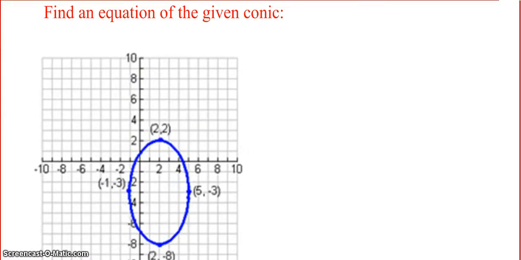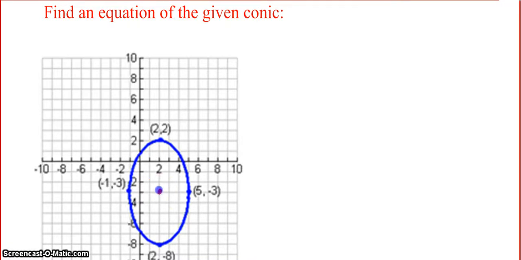Okay, what do we have here? Here we have an ellipse. It is stretched vertically. I don't really care about that much as long as I understand that the larger number is going to go under the y squared term because it is stretched vertically. So, what can we do here? We'll do this one together.